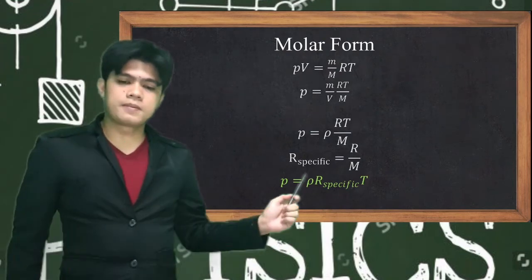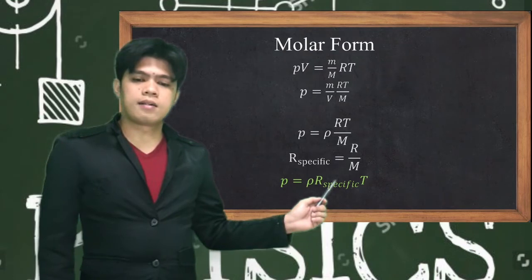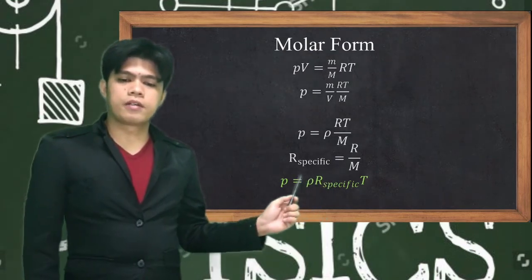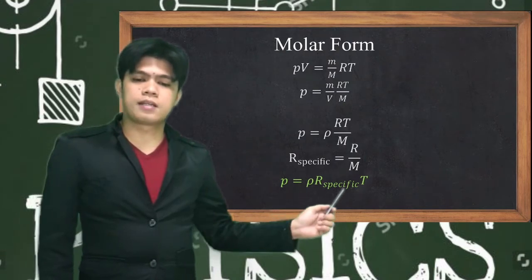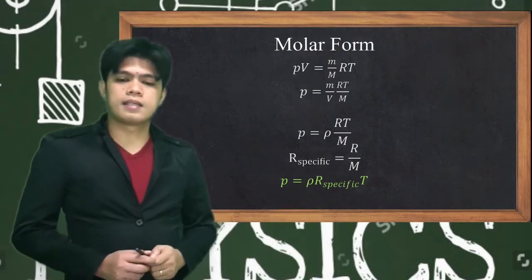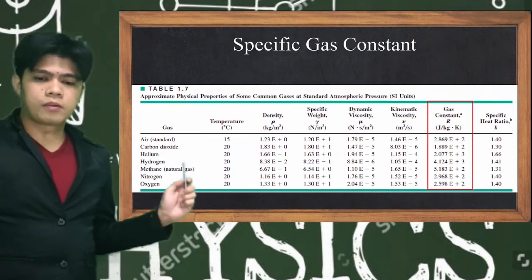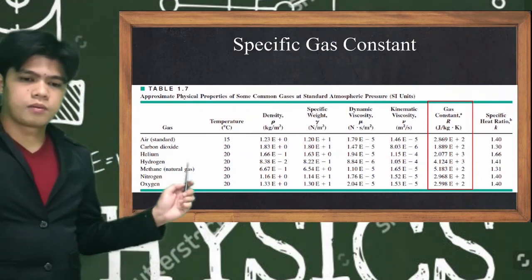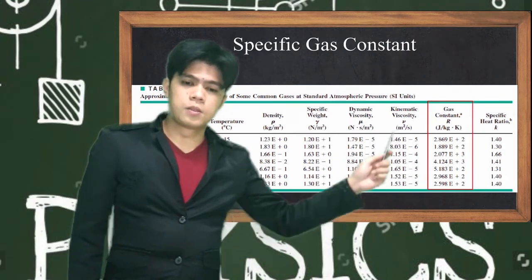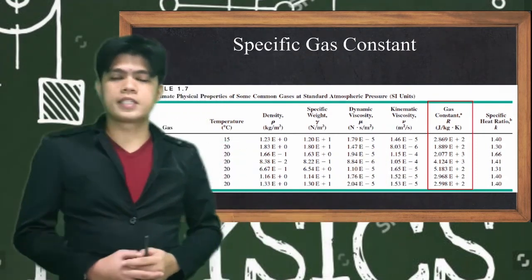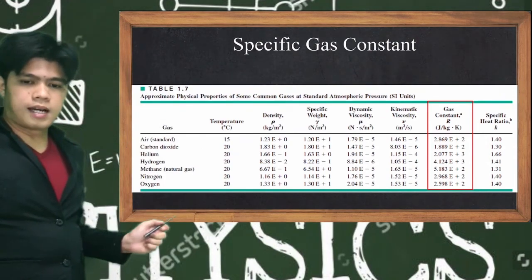Sometimes it's not specified that it is a specific gas constant. So all you have to do is look: if there's no volume, then we must use the specific gas constant. Now this is our table for the gas constant. For example, we have here air, which has a specific gas constant of 286.9 joules per kilogram Kelvin. So these are the common gases.